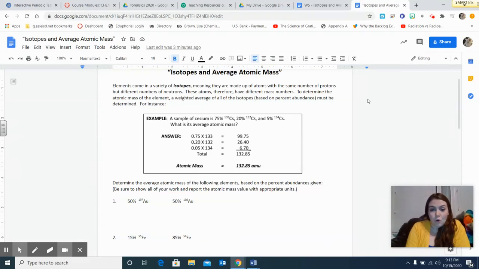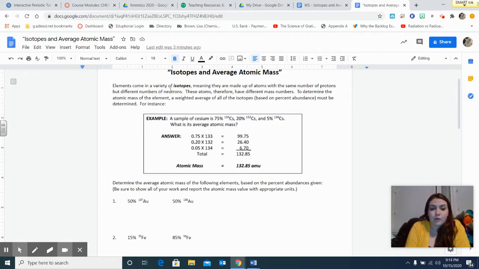All right, so I just wanted to quickly show you how to do the isotopes and average atomic mass. It is a TEK. I know that you will have a question on it, well, probably more than one on the test and on your 6 weeks test. So it tells you how to do it here. Just being that you're not in class, I wanted to make sure that you had something else to go back on if you didn't understand what this was telling you to do.